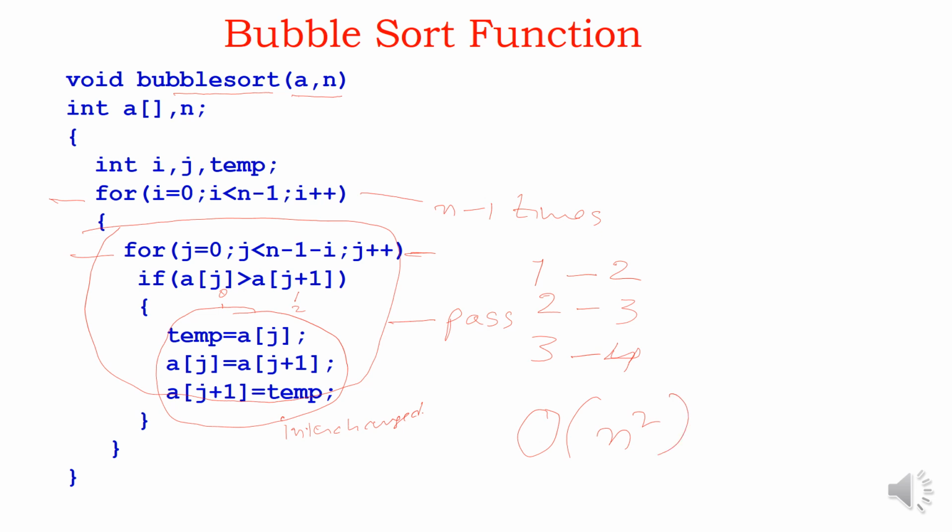There are n minus 1 passes. In every pass, assume that there are n elements, there may be n minus 1 comparisons. In a particular pass, if there are n elements, there may be n minus 1 comparisons.